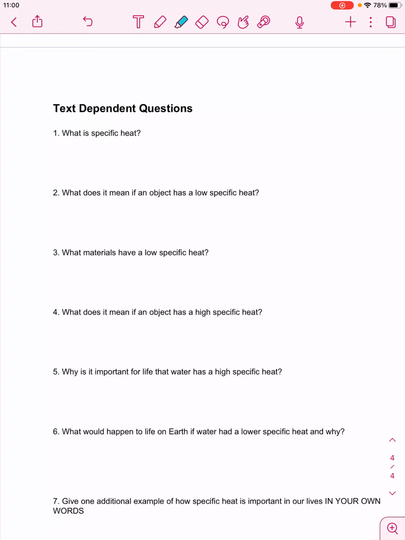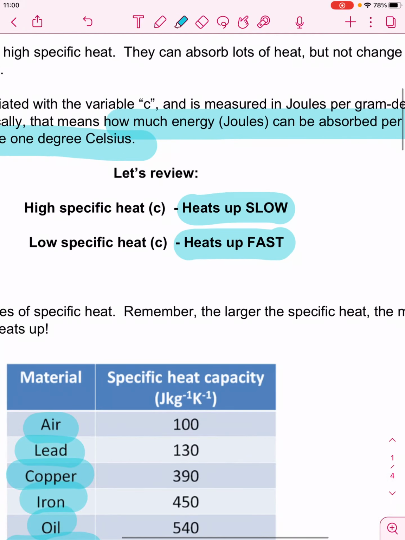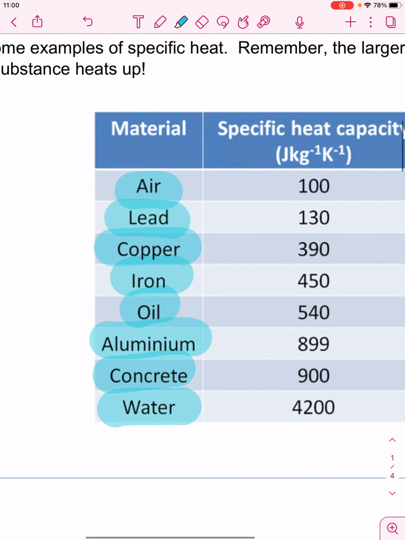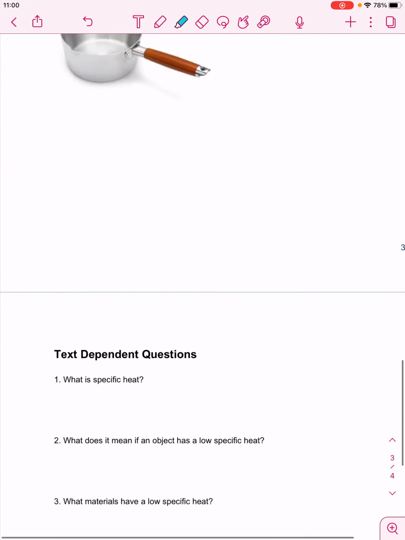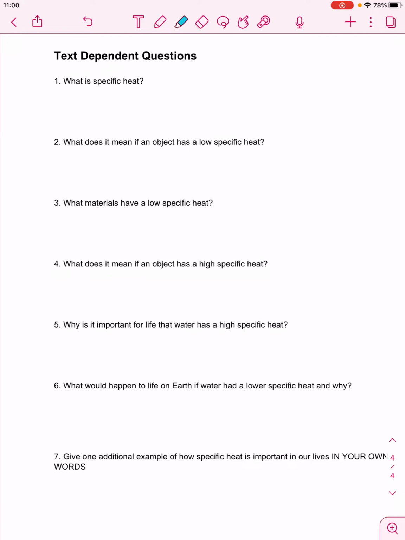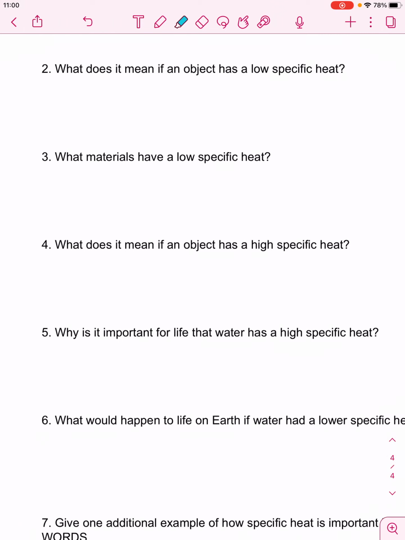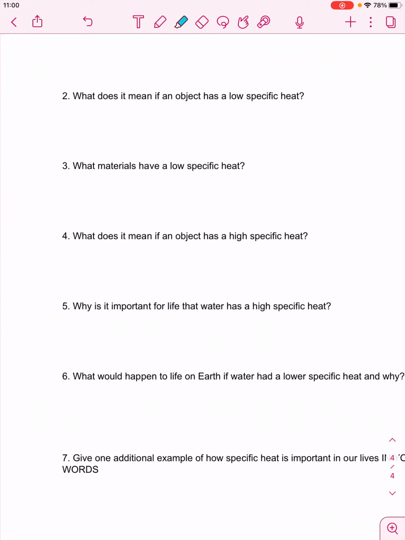Number 4, what does it mean if an object has a high specific heat? High specific heat means that it heats up slowly. So some other things besides water. Water is one that we discussed there, so you want to make sure that you have water down. Wood is another one. So water, wood, plastic, you should probably write down any of those. So for number 4, it doesn't ask us for materials. Never mind. Okay, but again, if it asked you for examples of materials, then you could write that in.